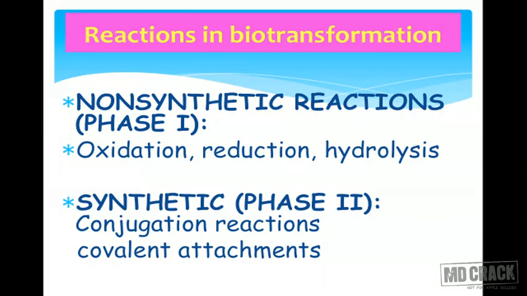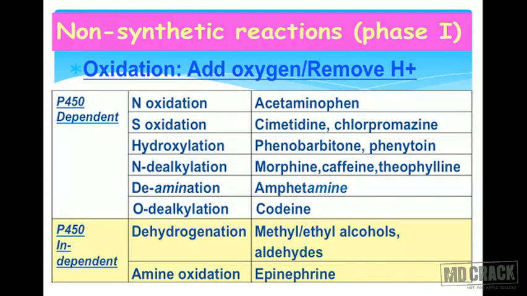There are phase 1 reactions and phase 2 reactions. The phase 1 reactions are generally oxidation, reduction and hydrolysis, and they are supposed to be non-synthetic reactions because nothing new is formed. Whereas phase 2 are called synthetic reactions, and these are usually conjugation reactions with covalent attachment, and because one more substance is formed at the end, they are called synthetic reactions.